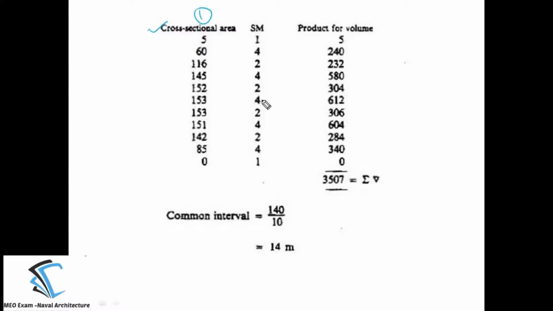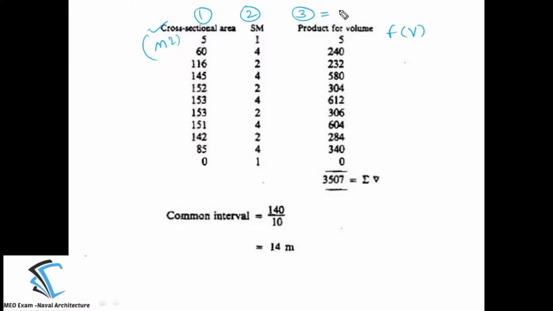So as we have decided to use Simpson's first rule, and there is no half spacing, no half interval, everything is a full spacing. So Simpson's multiplier will start from 1 and end with 1: 1, 4, 2, 4, and so on. You have to write that as column number 2. Then column number 3: the ordinate is the given area, the unit is meter square.